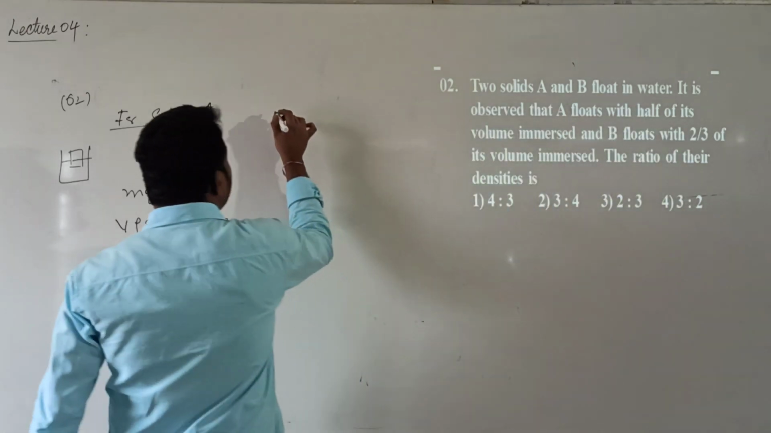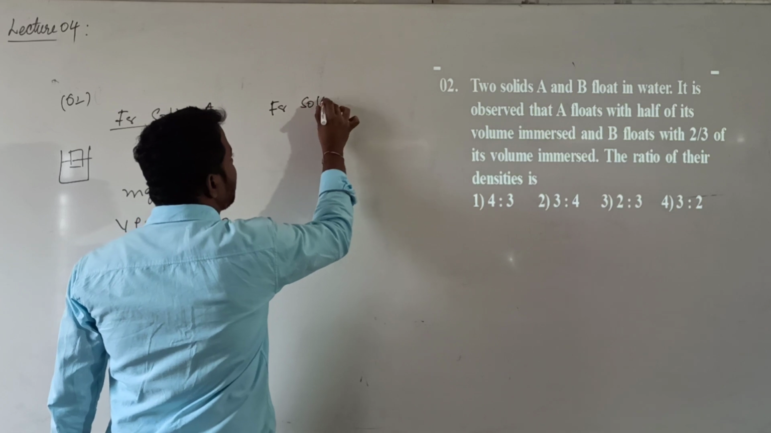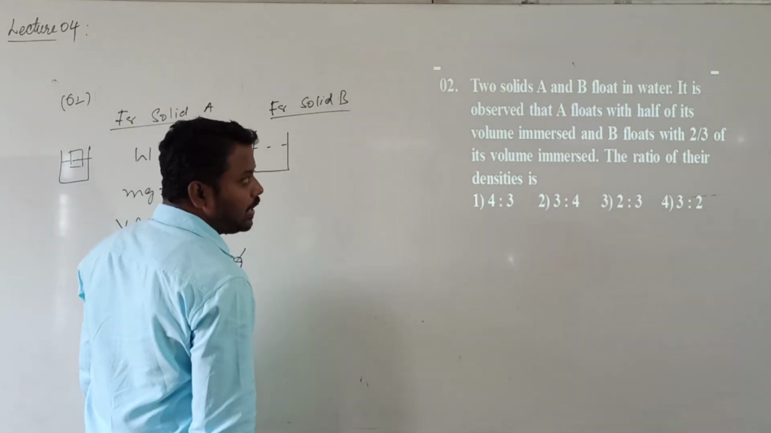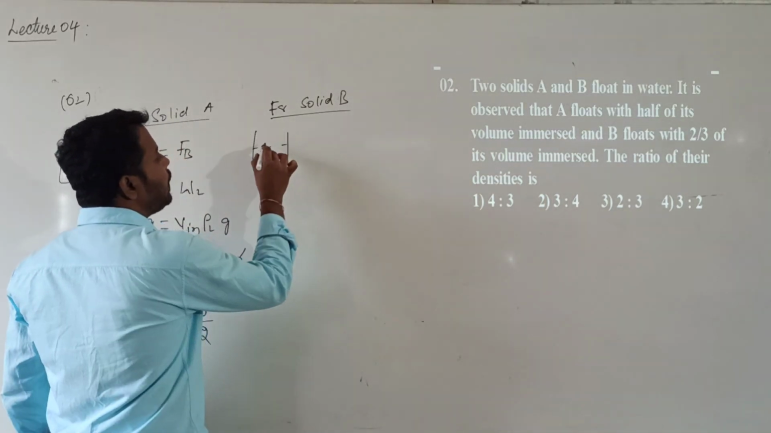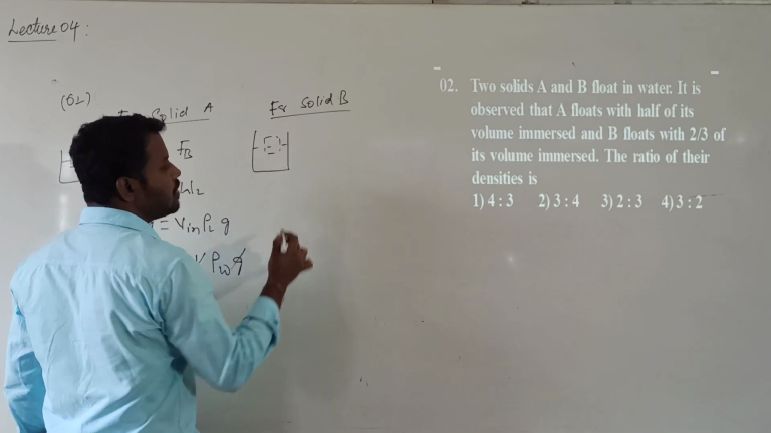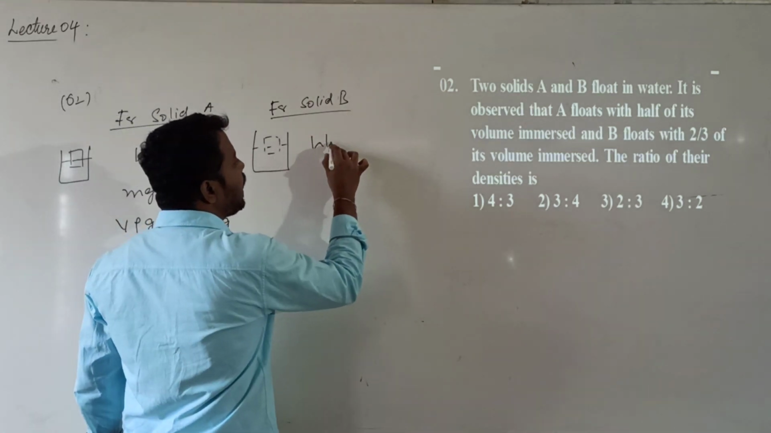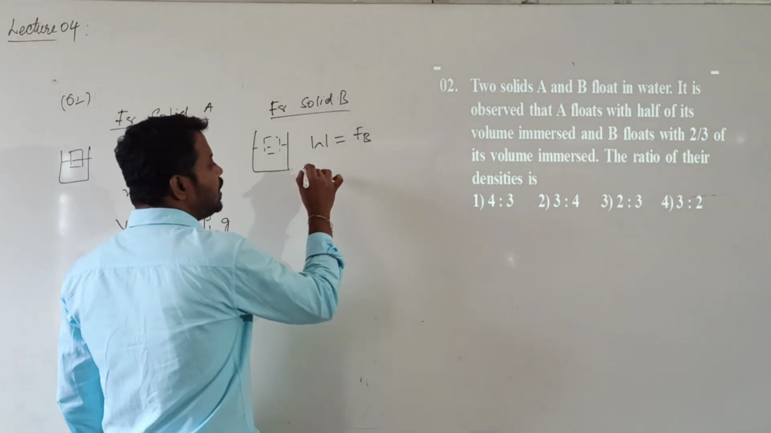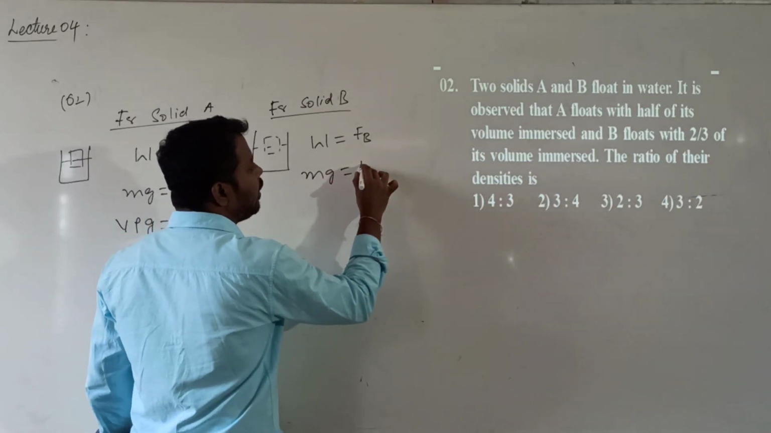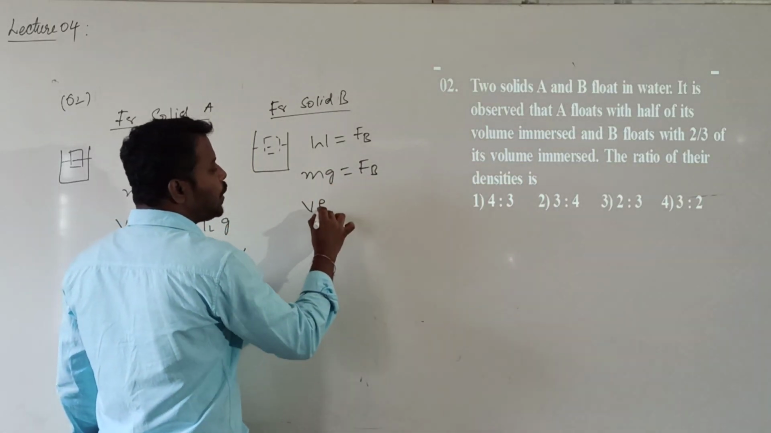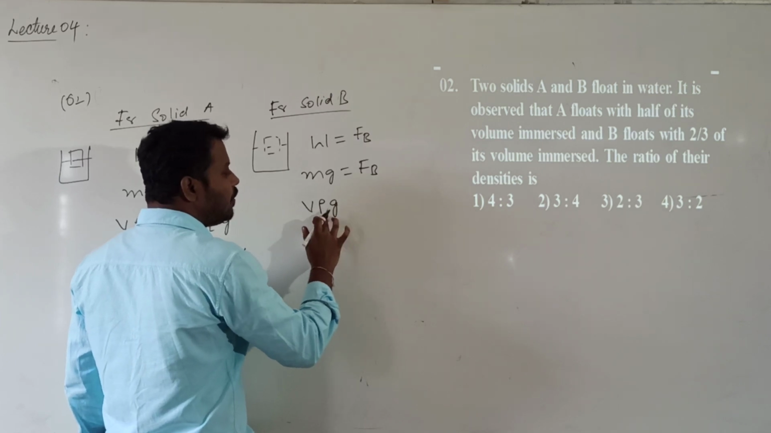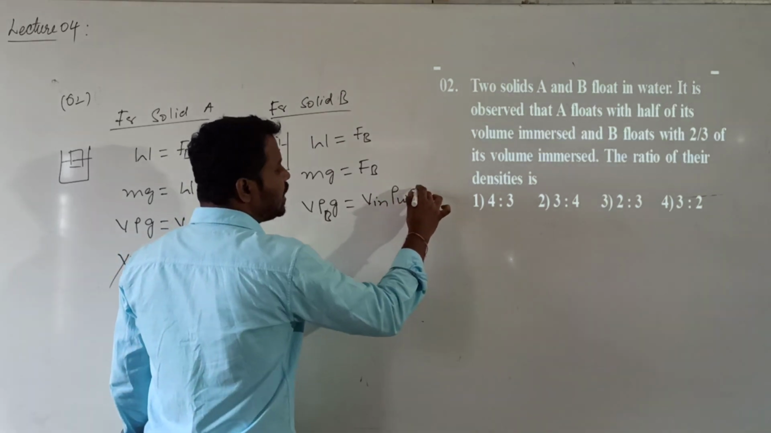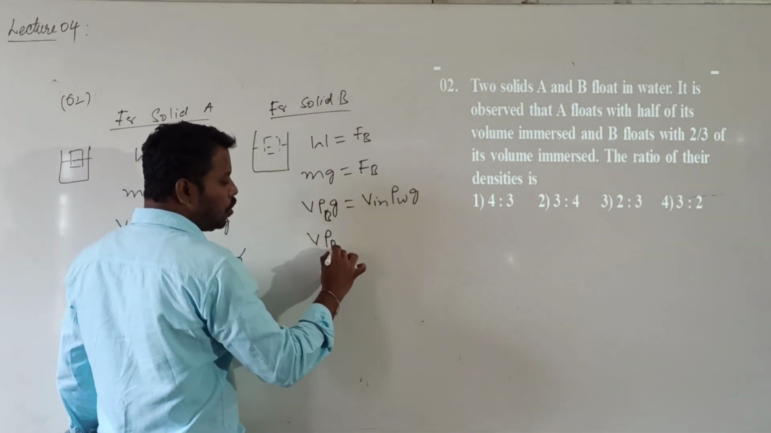Now similarly, I want to calculate for solid B. How is solid B floating? It is floating in such a way that 2/3 of its part will be immersed. What does it mean? The weight of B is balanced by the buoyant force acting from the immersed water. So the weight of B, given by Fg, will be equal to Fb. m can be written as V into rho into g. This is the density of B, equal to V in into rho W into g, which can be written as V into rho B into g.